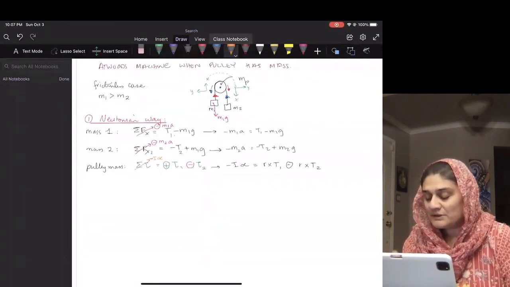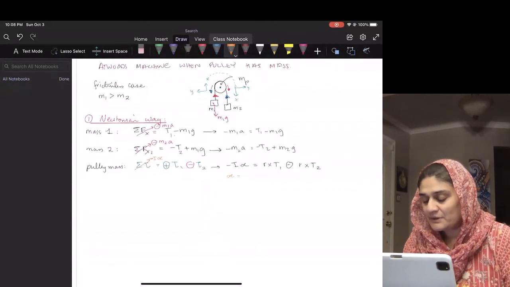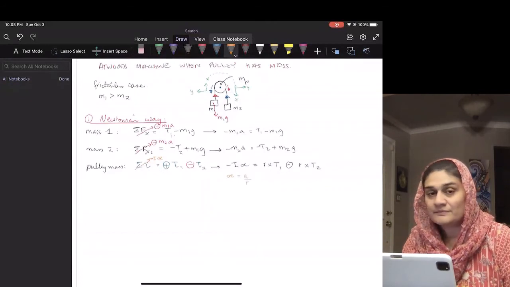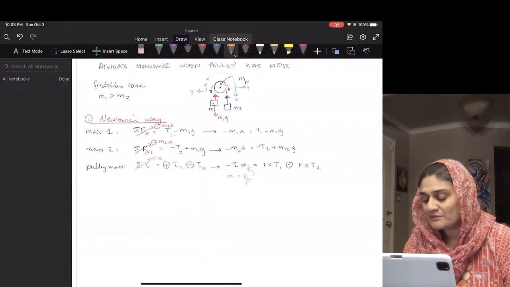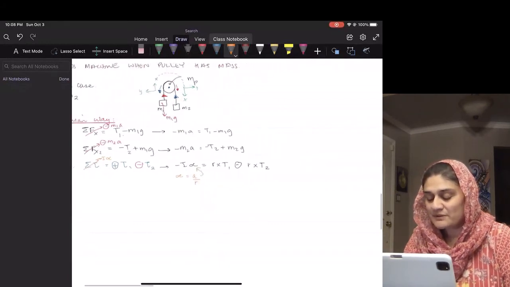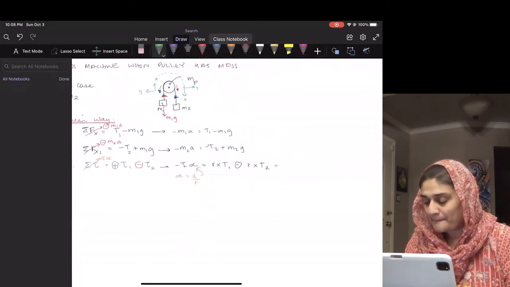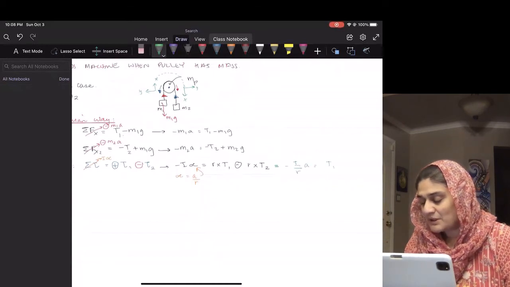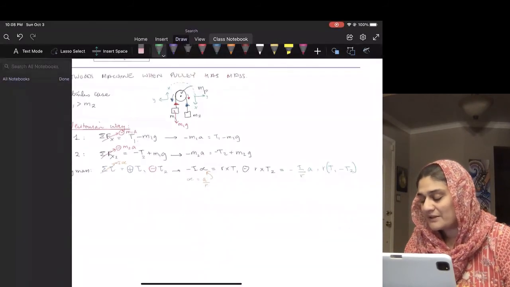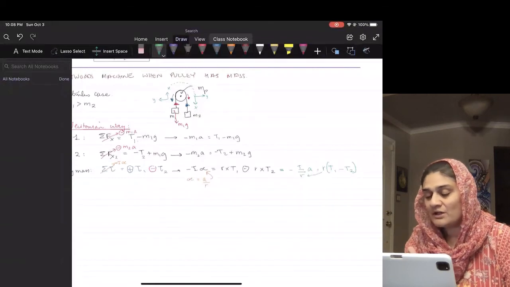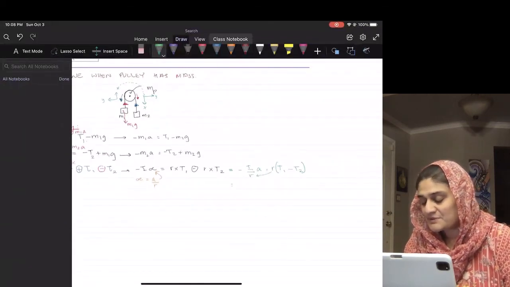Now I know that alpha equals a over R. So I can just plug that value up here. Will equation 3 reduce down to minus I over R a equals T1 minus T2, R common out here. I can rewrite this over here to give me R squared. So this becomes minus I over R squared a equals T1 minus T2.